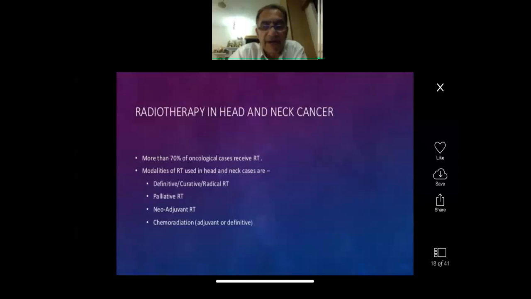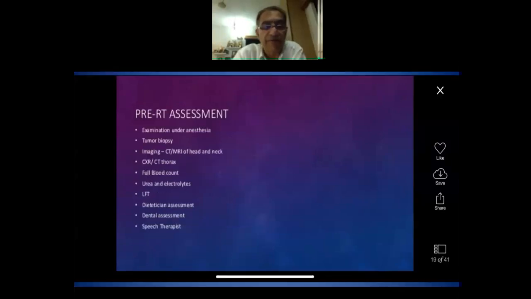So as far as head and neck is concerned, these are broadly the classifications. I mean, radical radiation is what we do majority of the times. Then there's palliation. Then you must be familiar with a lot of neoadjuvant, especially in carcinoma of the nasopharynx, where we do neoadjuvant chemoradiation. And there's adjuvant chemoradiation for the post-operative cases.